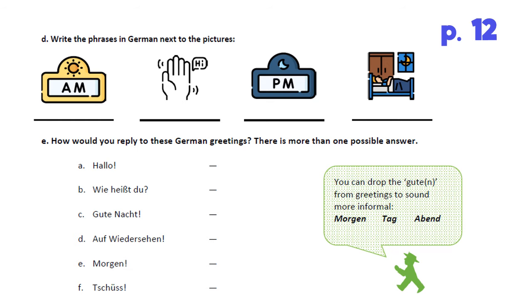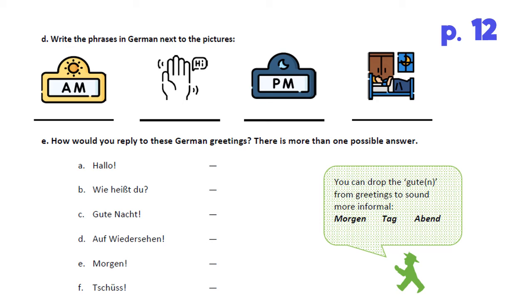Okay, on to tasks D and E then. So for D, you need to just write in basically the correct phrase. So, you know, next to the AM one, you need to write "good morning" and so on. And then for E, you need to just sort of write how you would respond to any of those greetings. So there's loads of options for this one. Some of them you could just write the same thing again. Like if someone says good night to you, chances are you would just say good night back to them. But just write what you think the correct response would be in German.